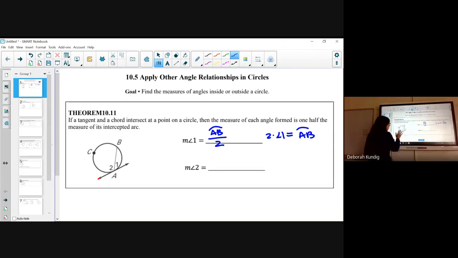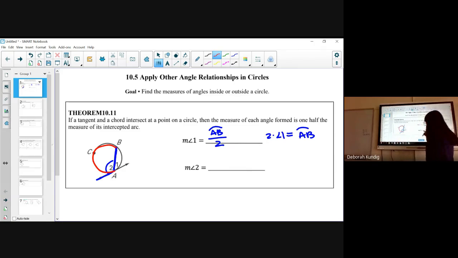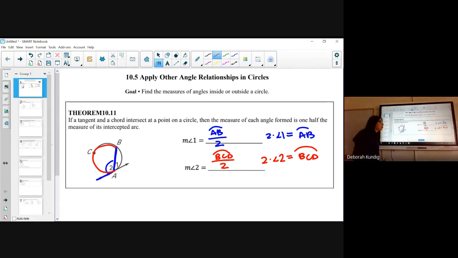So, and same thing with the other angle. There's still this chord that meets this tangent that goes the other way. So this angle right here, angle 2, is going to be half as big as its arc. So the arc is a major arc from B through C to A. So the measure of angle 2 is the major arc BCD divided by 2. And again, you could think of it as 2 times angle 2 is equal to the major arc BCD.